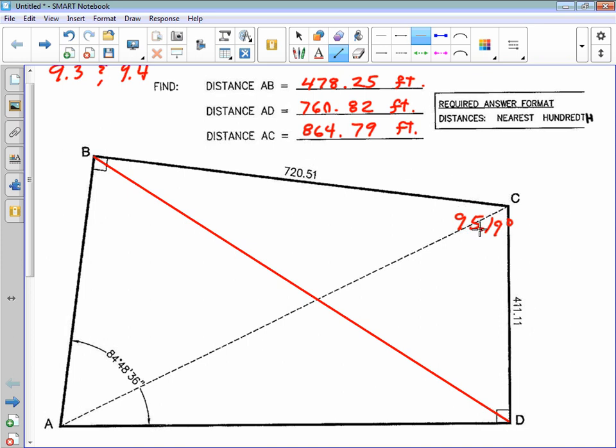Here's the included angle, which will allow us to find this angle here. And for now, we can label that angle little c.